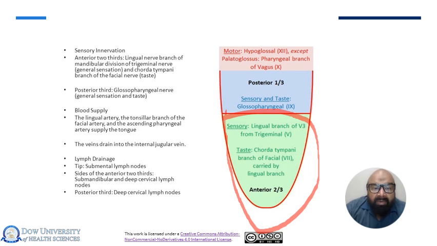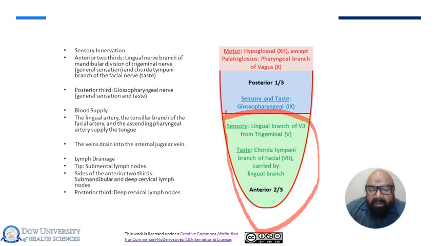So the blood supply is the lingual artery, which is the tonsillar branch of the facial artery, while the veins of the tongue drain into the internal jugular vein. The lymph drainage of the anterior two-thirds of the tongue is through the submental lymph nodes, and lymph from the posterior two-thirds of the tongue drains into the submandibular and the deep cervical lymph nodes.